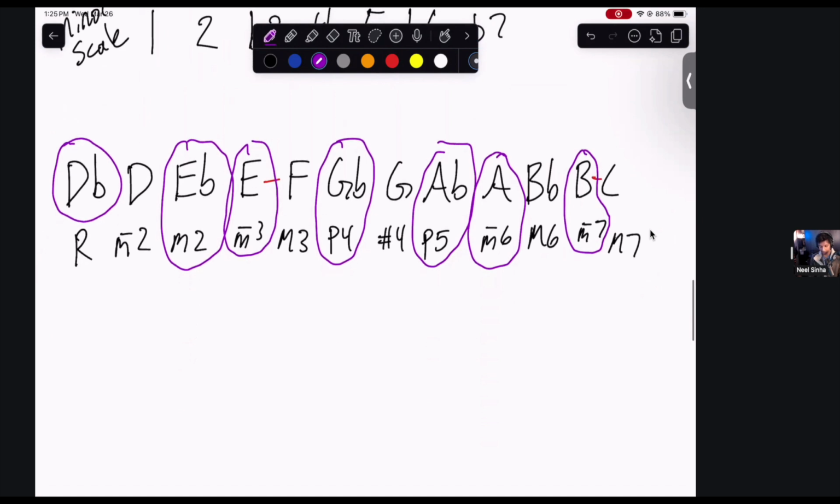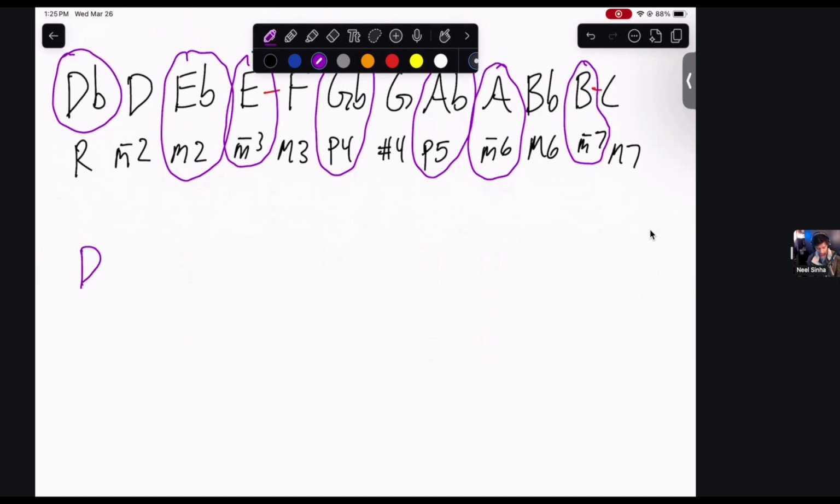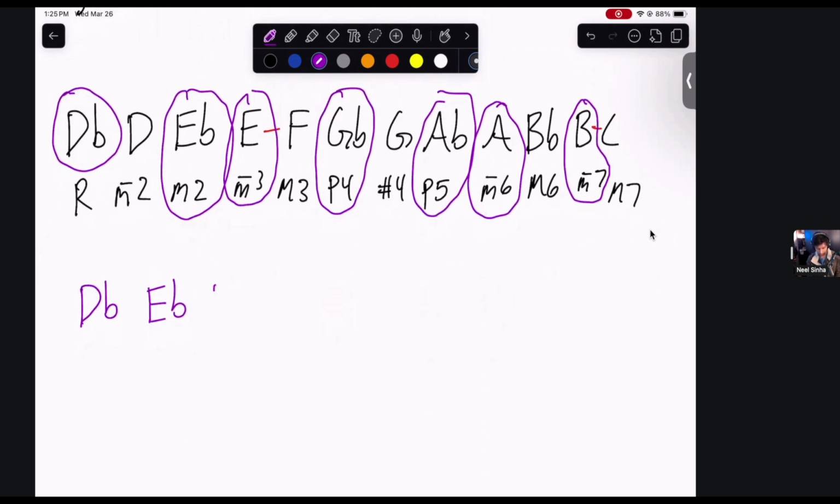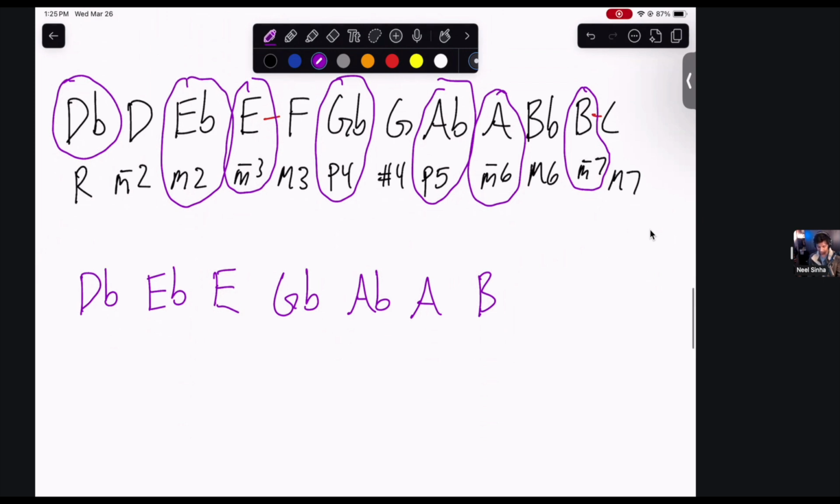So now I'm going to rewrite this again just so it's easier to read. D flat, E flat, then E, oof, that violates a rule. Then G flat, then A flat, A, that violates a rule, then B. All right, so what does this tell me? It tells me that D flat minor is not really a key that we'll be using. It's probably going to be C sharp minor. But let's take a look at this.